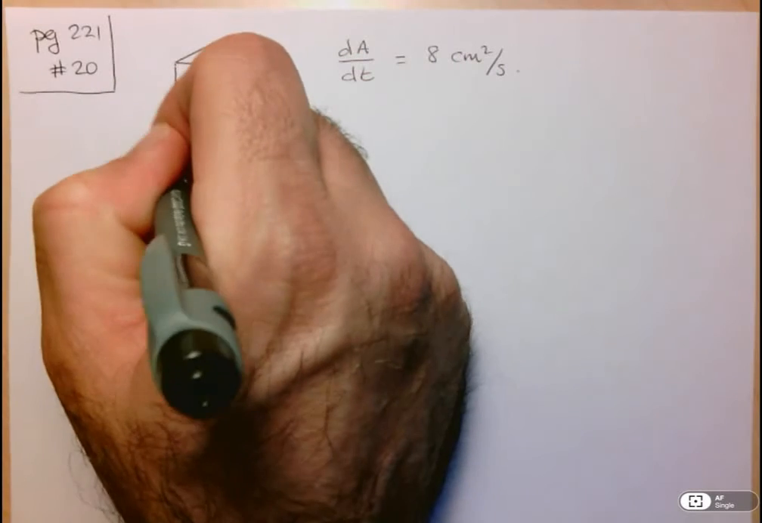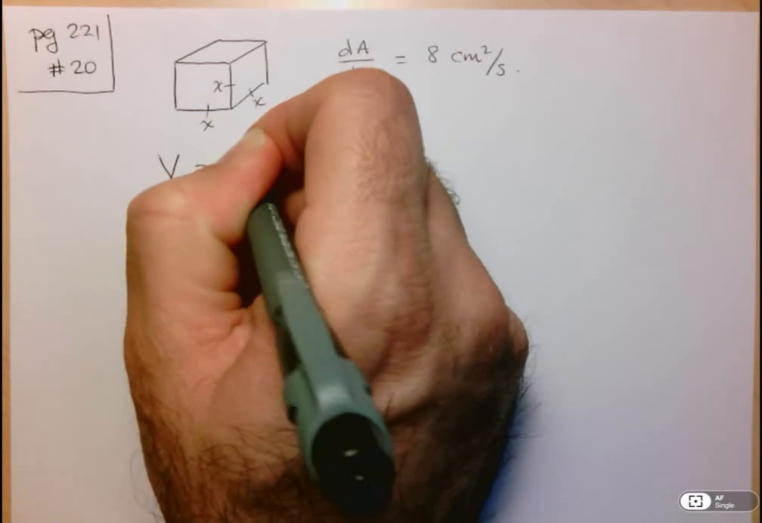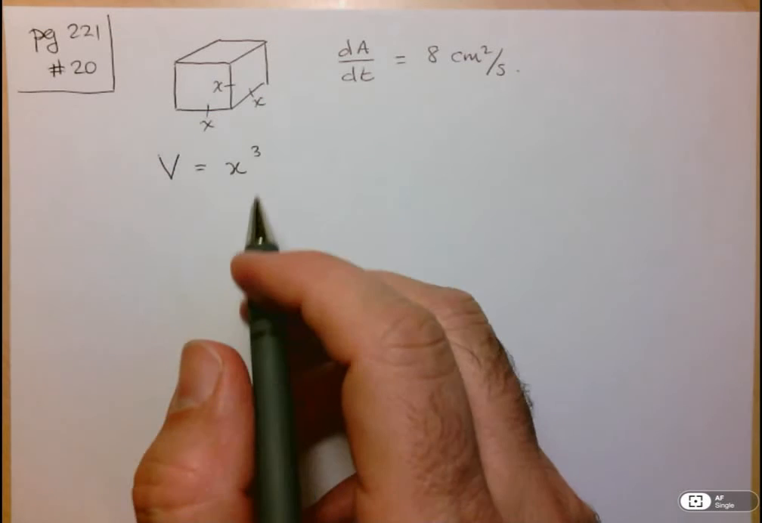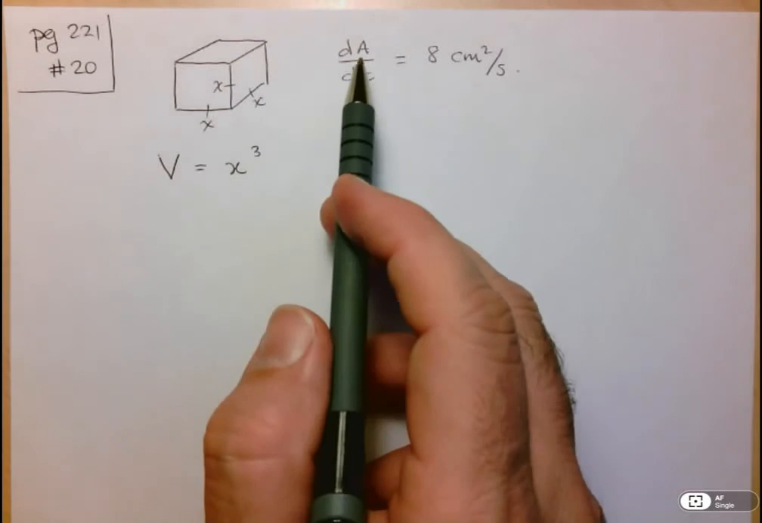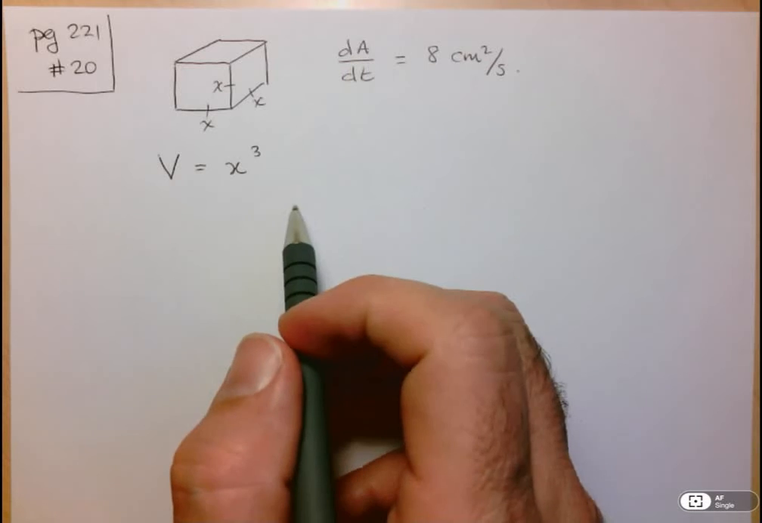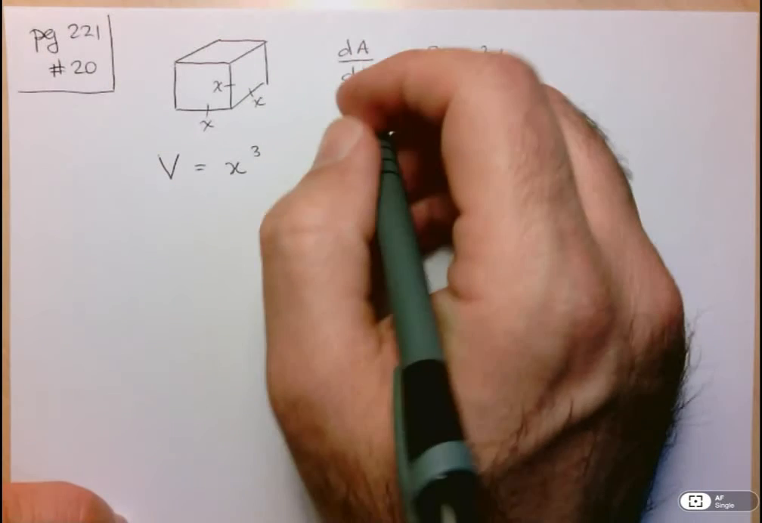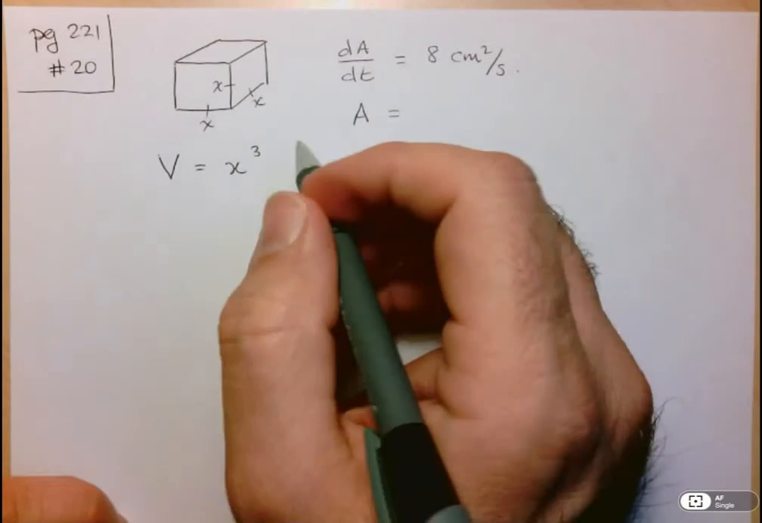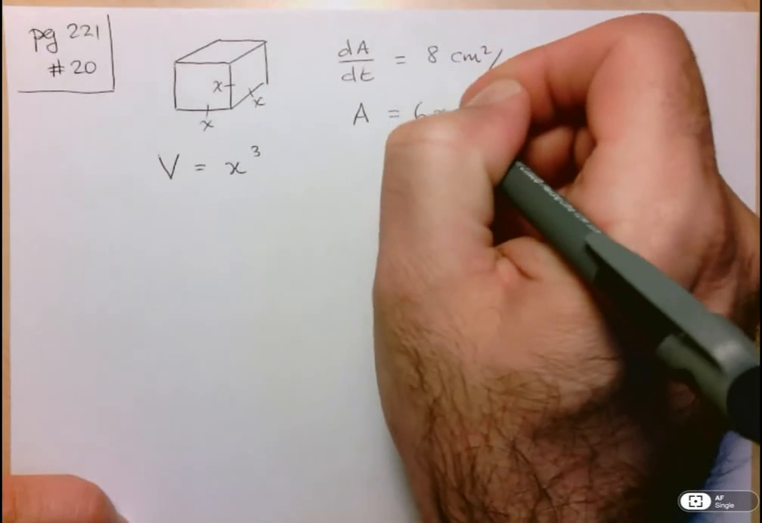I want to determine the rate of change of the volume, and I know that the volume is given by x cubed. But all the information I'm given is with respect to the surface area. So I'm going to use a relationship between area and side length to rewrite this equation. The relationship between area and side length of a cube: all sides are the same and there are 6 sides, so it's just A = 6x squared.